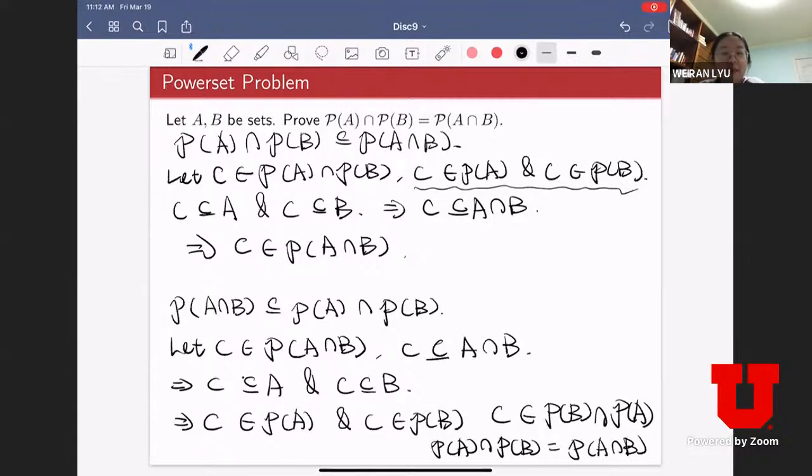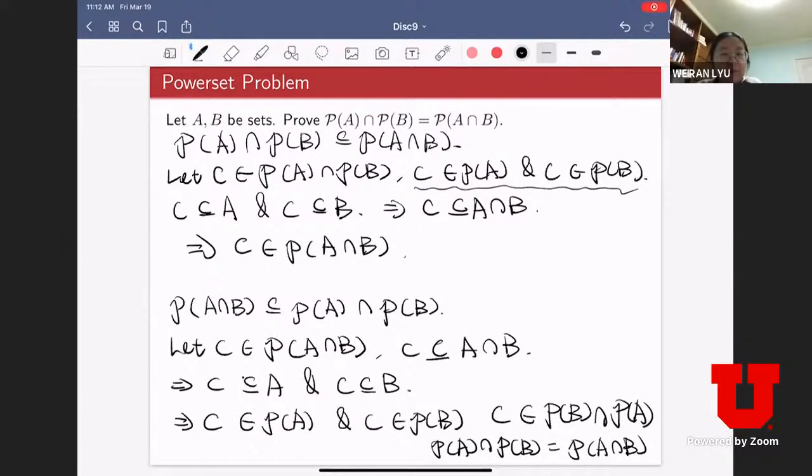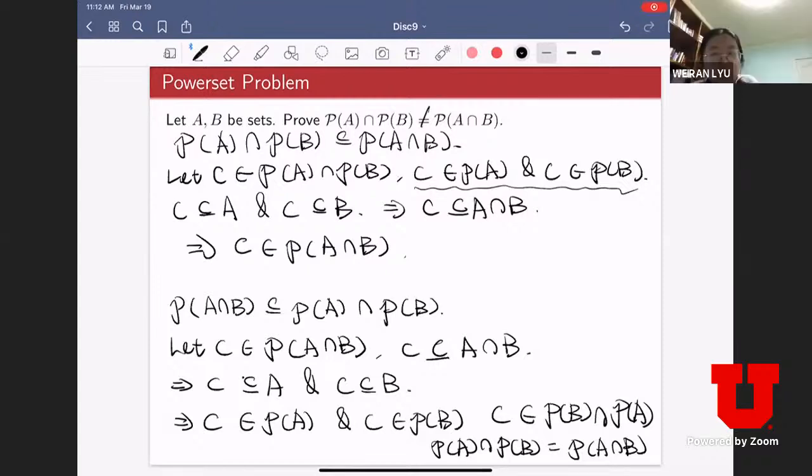Questions? Can we do a proof by contradiction? Are you just assuming that they are not equal to each other? Yeah. Do you want to explain how you would do that?